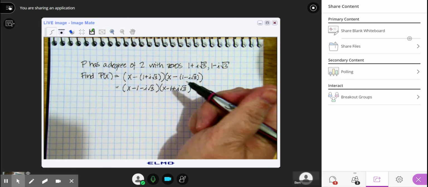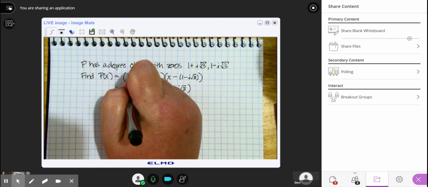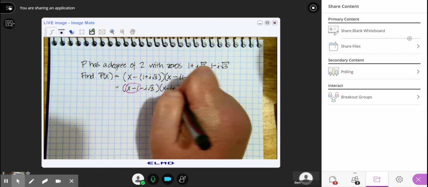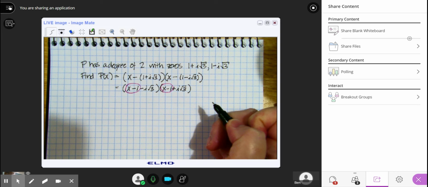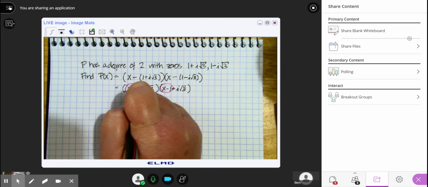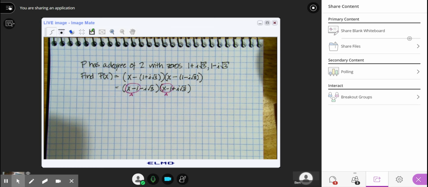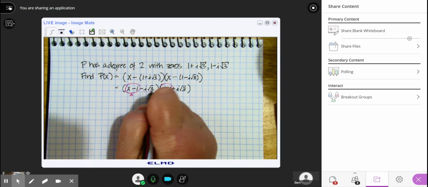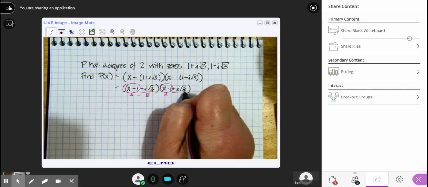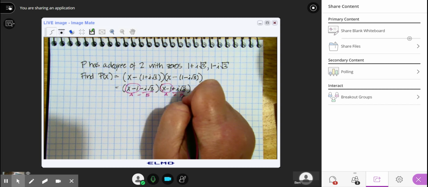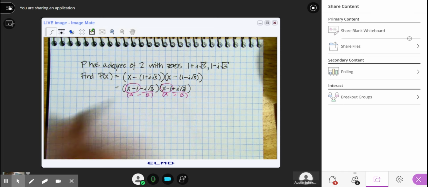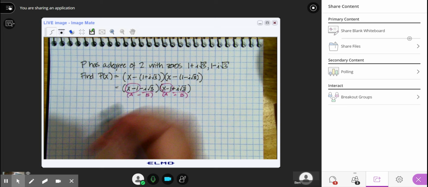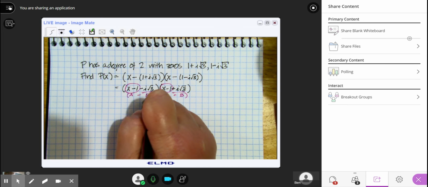I have a tendency to look at it slightly differently. I'm going to group this X minus 1 because it's in both of my sets of parentheses. And I'm going to call that A. Do you see how this is a minus i root 3? And this one is a plus i root 3? Do you see how this gives me now an A minus B and an A plus B? And that's going to be the difference of 2 squares.